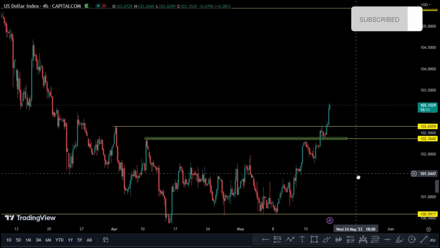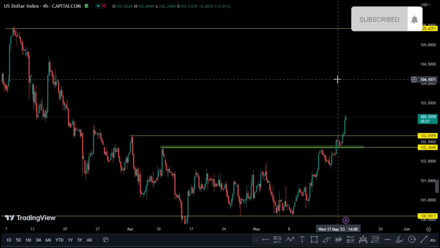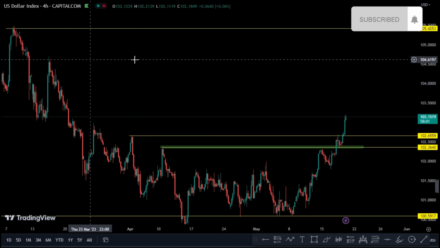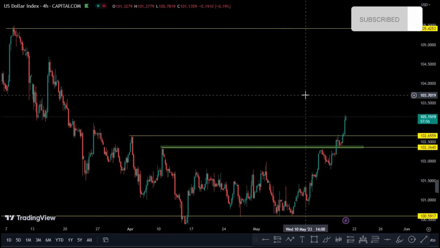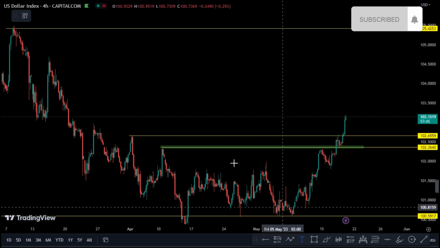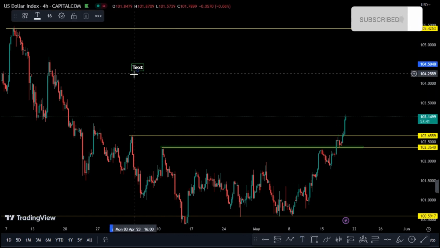Okay, before we proceed, let me give people a brief explanation about DXY. DXY is a dollar strength index. So this is the index that measures the strength of the United States dollar. The way that I use DXY is in correlation with pairs that have USD either as a base or as a quote.